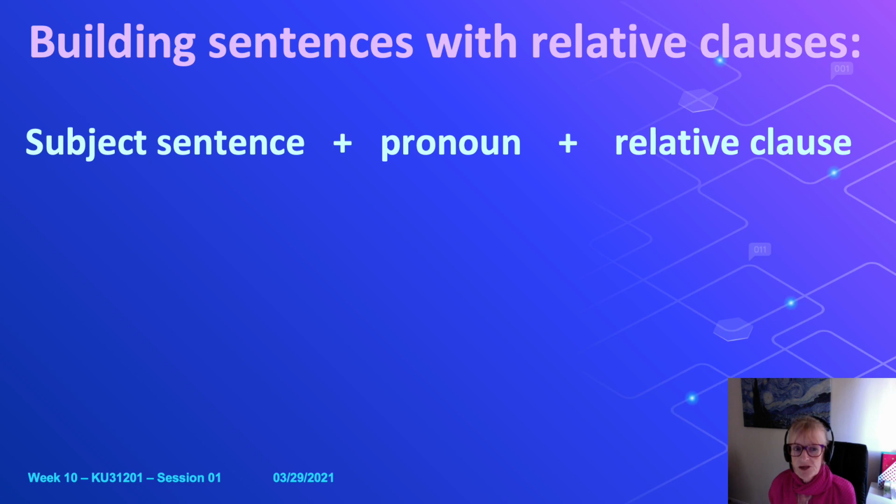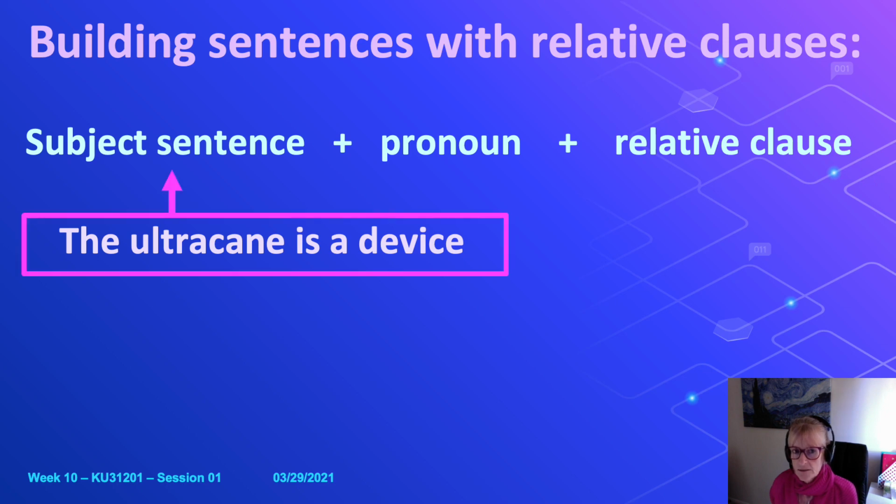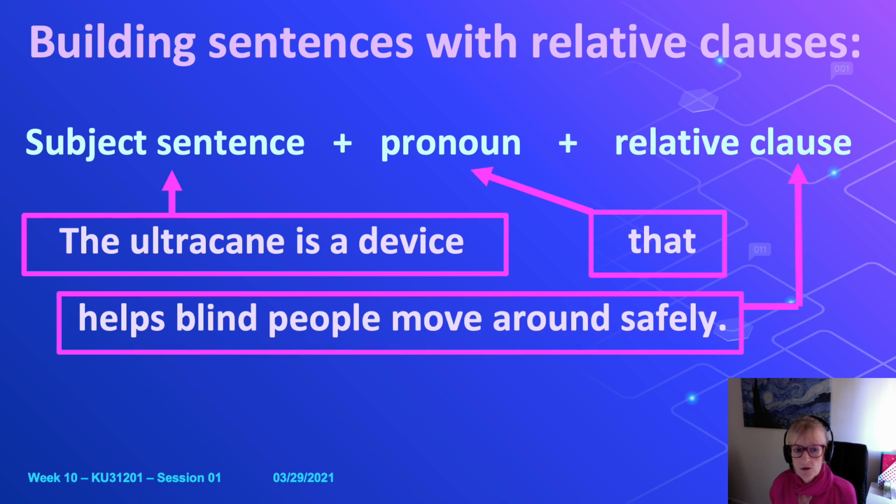So when we build that into our sentence, here's our subject sentence. The ultra cane is a device. Plus our pronoun. I've decided to use that for this one because it's about an object, so it needs to be that or which. And then the relative clause, helps blind people move around safely. So our whole sentence is, the ultra cane is a device that helps blind people move around safely.